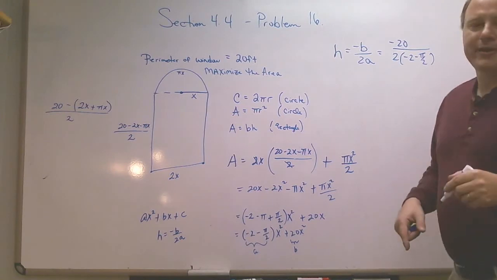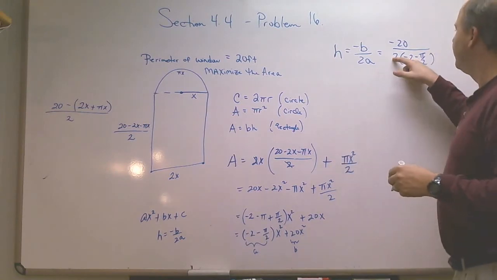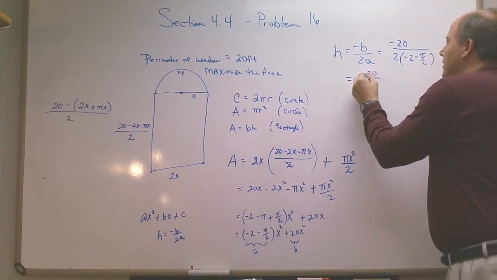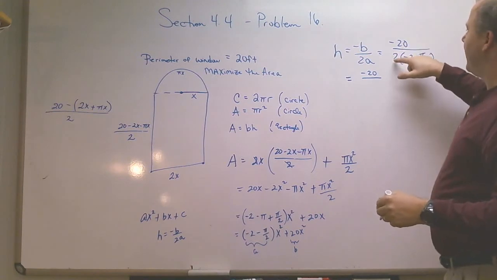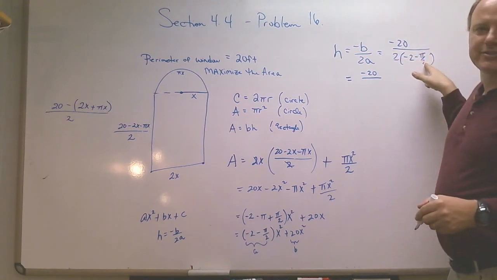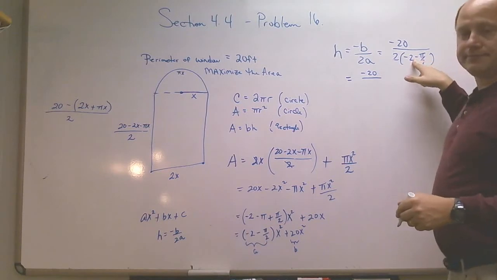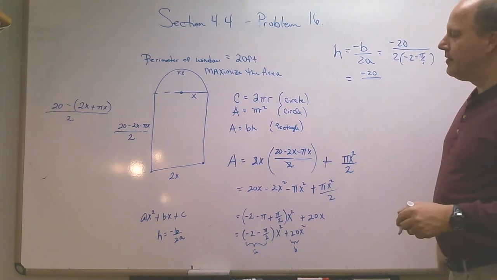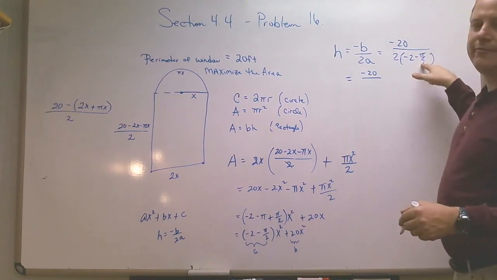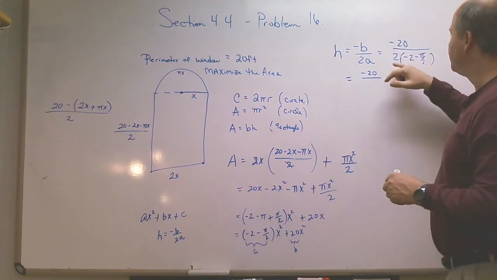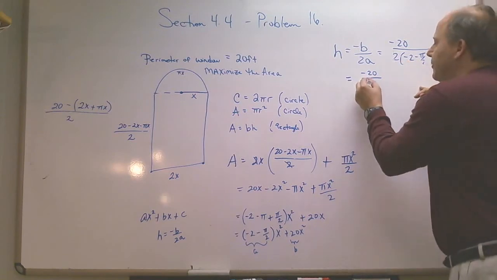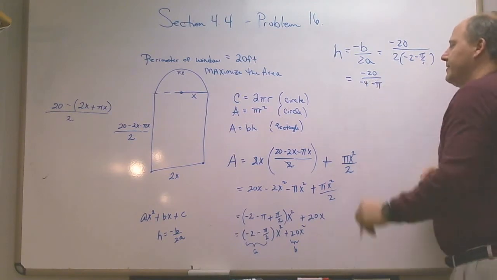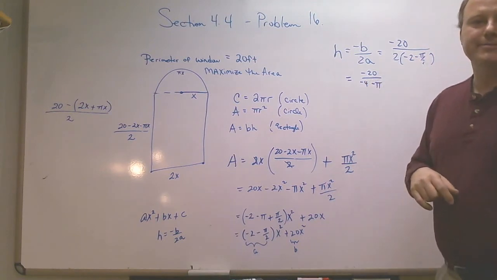Now, what I would probably do at this point is to distribute the 2. So this is equal to -20. Or what you could also do is divide these by 2, but that ends up with still the fraction. So I think I'm going to go ahead and distribute the 2. Although I could cancel these out and make that a -10 on top. But if I do that, then I'm going to have a fraction here. So I think I'm going to leave it the way I got it and just distribute it. So 2 times -2 is -4. And then 2 times negative pi over 2 is negative pi. So it's -20 over -4 minus pi.